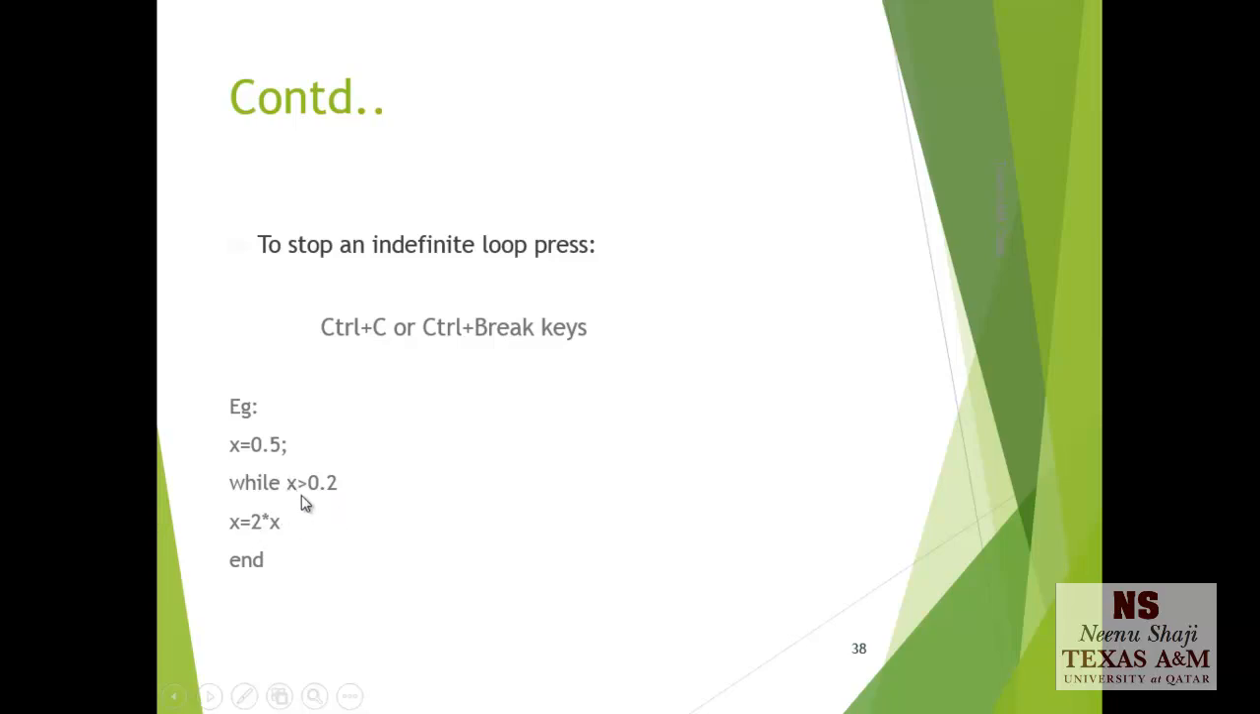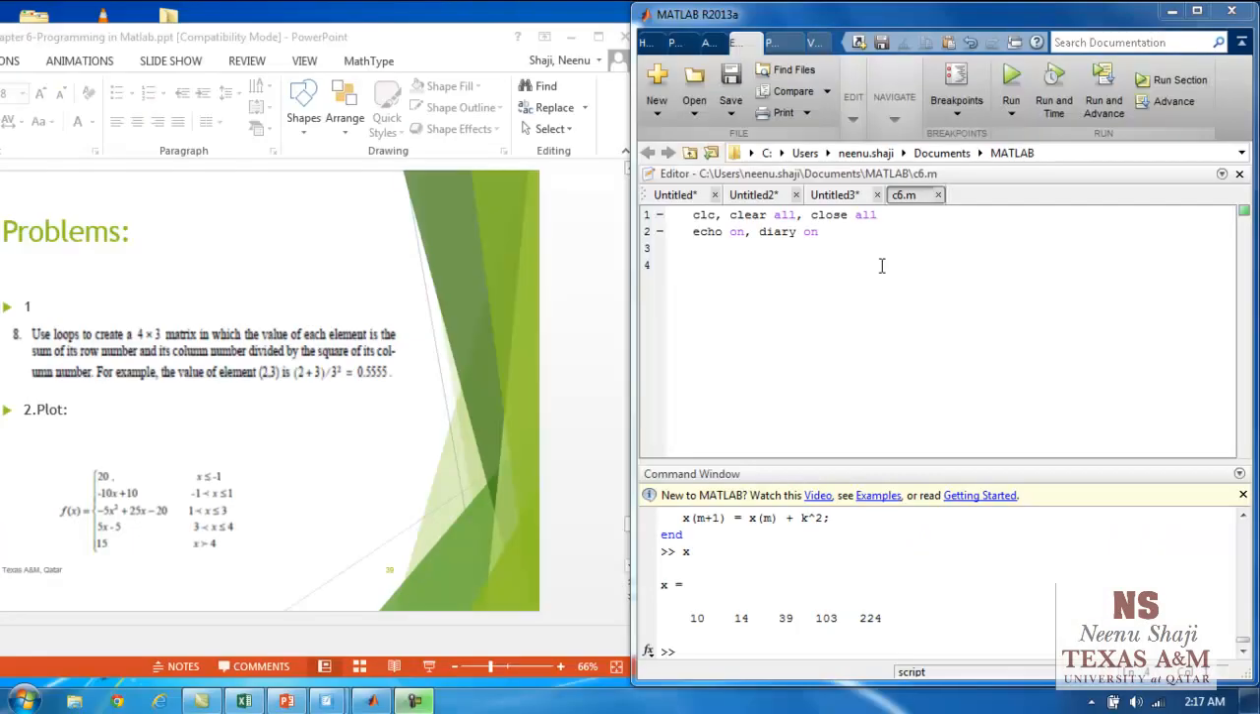So the first value of x is 0.5, it's greater. So x will become 2 times 0.5, which is 1. Again, 1 is greater than 0.2, so x will become 2 times 1, 2. 2 is greater than 0.2. So it will execute infinite number of times. So to exit from such a situation, you can press Ctrl C or Ctrl break keys.